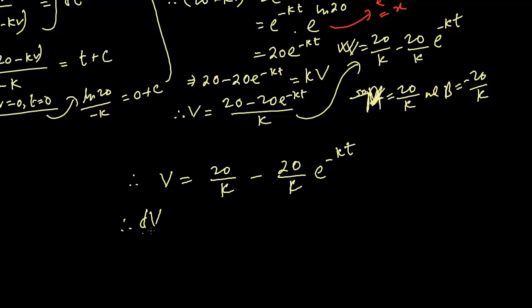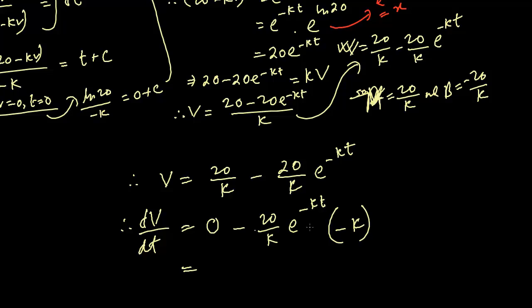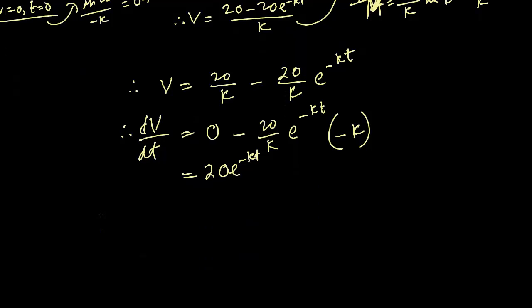So the derivative would be dv by dt. We are differentiating v in terms of t. 20 by k is a constant, so it becomes 0. Minus 20 by k is the coefficient, it would remain. E to the power minus kt, the derivative would be the same, into chain rule, d by dt of minus kt would be minus k. So that turns out to be, this is minus, it becomes plus, and this k cancels. It would be 20 e to the power minus kt. So dv by dt is 10.